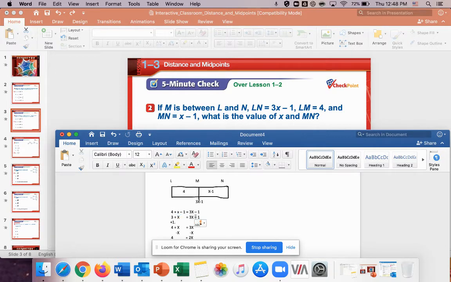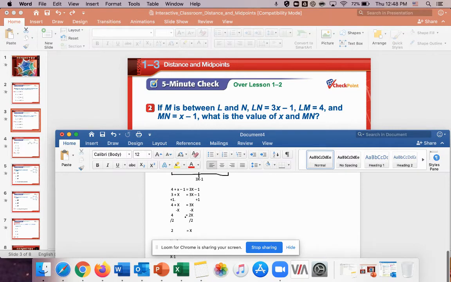Trying to get the x by itself, so we have to move this negative 1 over here. So you just add 1 to both sides. 3 plus 1 is 4. So we get 4 plus x equals 3x, because negative 1 plus 1 cancels out. Then we have to get rid of this x, so we subtract x from both sides. 4 plus x minus x is just 4. 3x minus x is 2x. So we get 4 equals 2x.